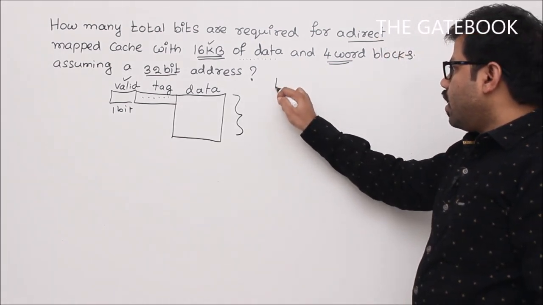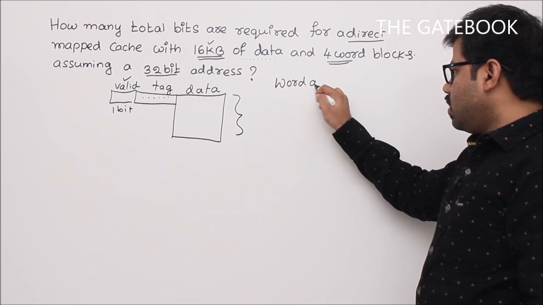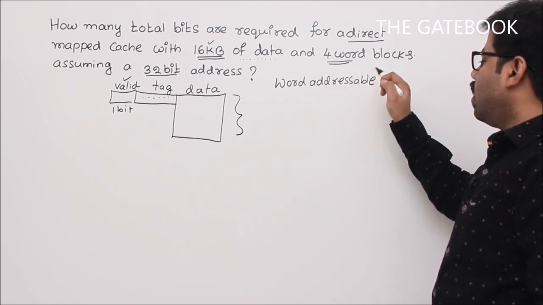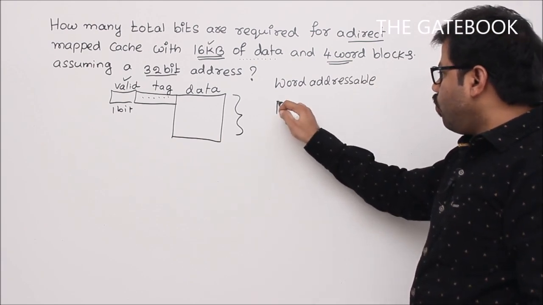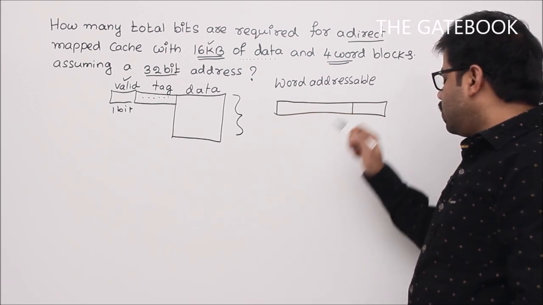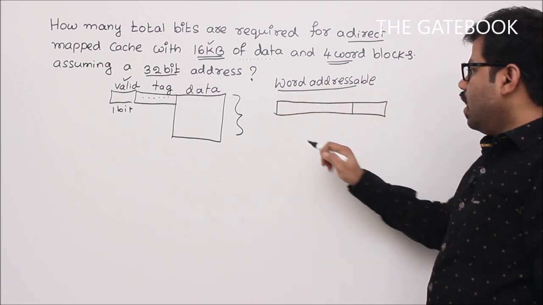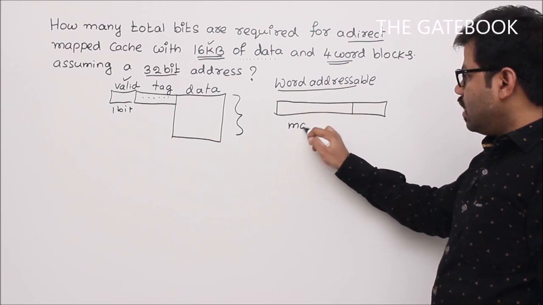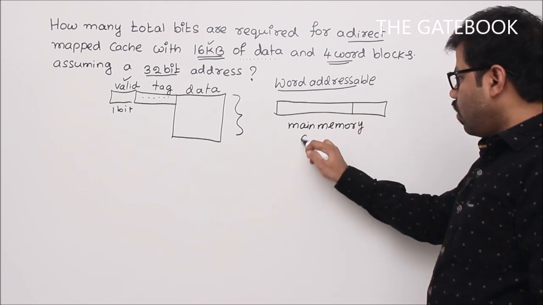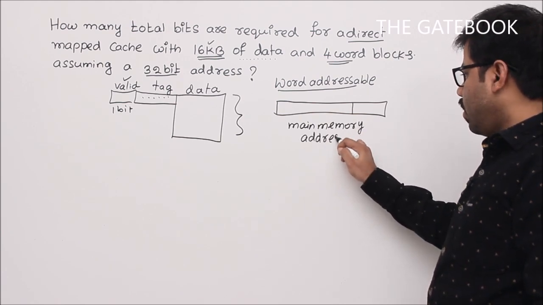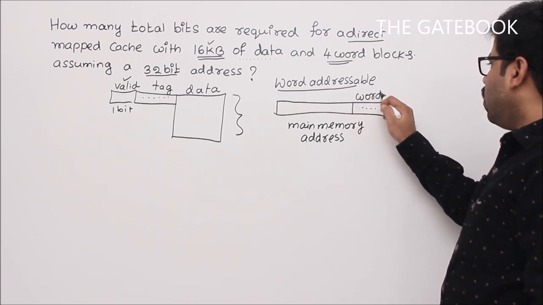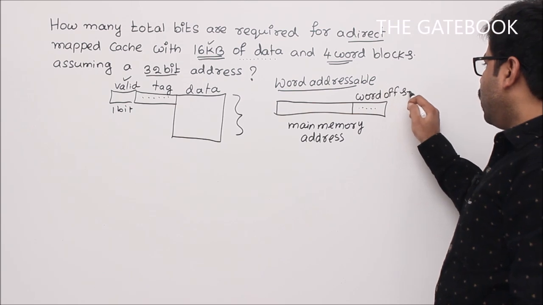First, the word addressable system. In a word addressable system, what happens? Every word gets one memory address. Remember it. Now, the interesting thing is we have to find out how many bits are required for the word offset. If it is really a word addressable system, then your main memory address is divided into 3 parts. I'll show that. Your main memory address we are going to divide logically into 3 parts. One is for the word offset, to identify which word.